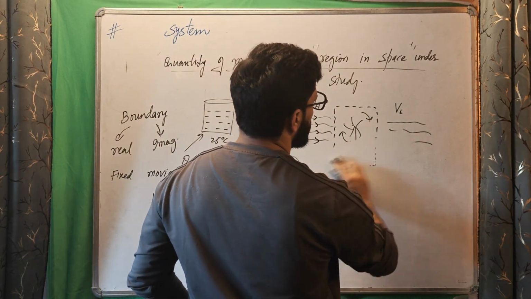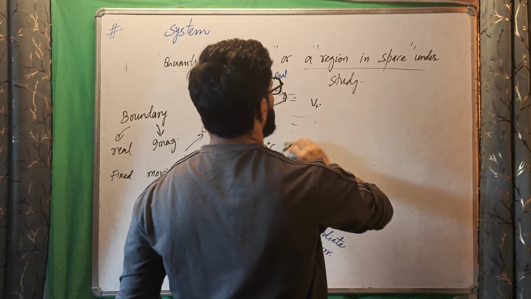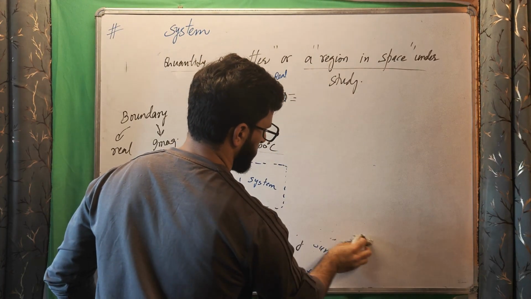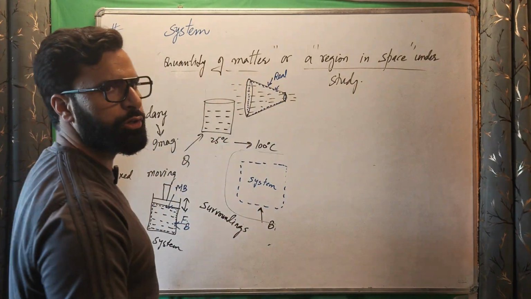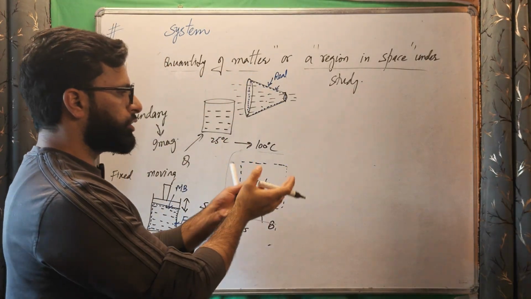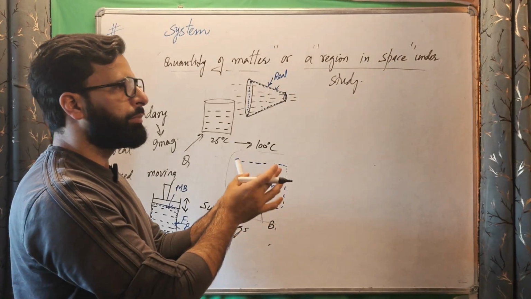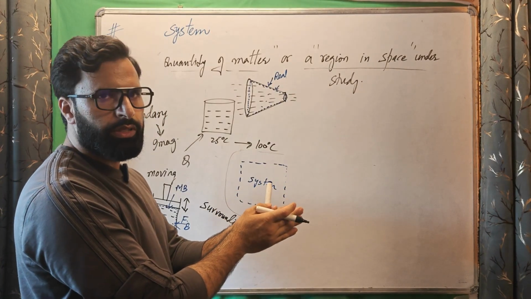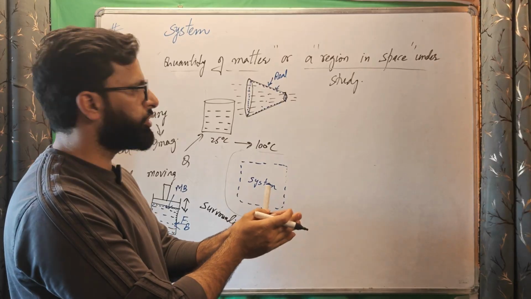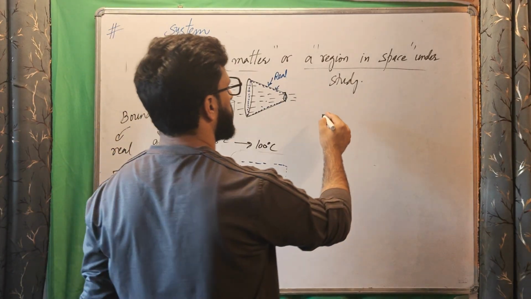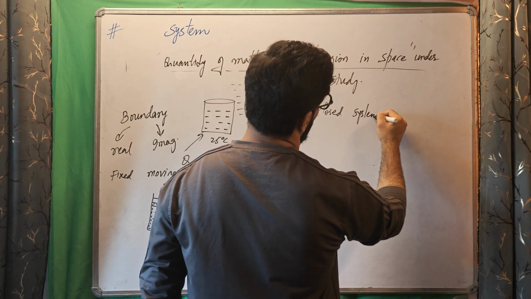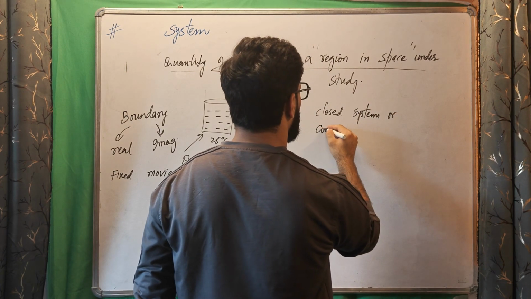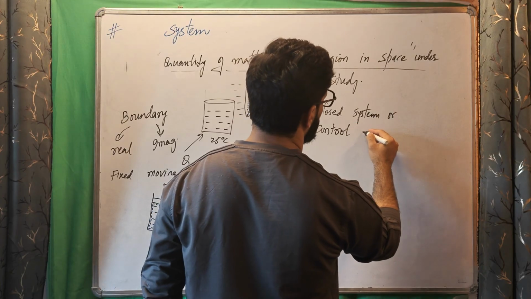Now system is divided into two types. One is based on this phrase of the definition, quantity of matter. When there is a fixed quantity of matter being studied, the mass of this system does not change, it remains constant. We call this closed system. Closed system, or we call it control mass because mass is fixed.